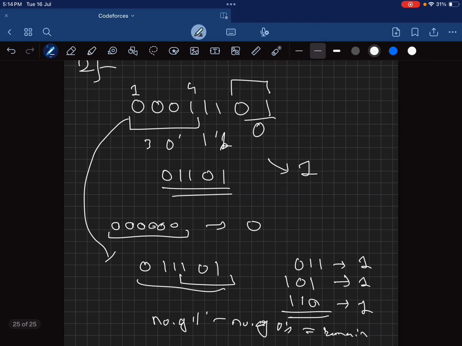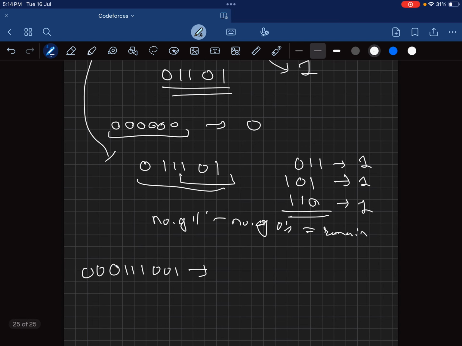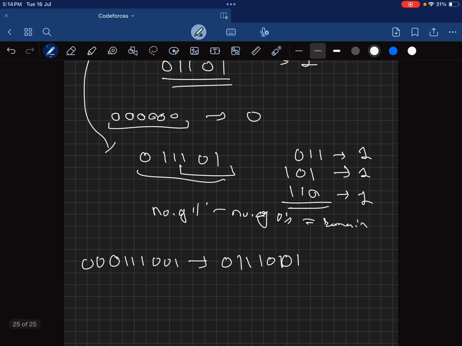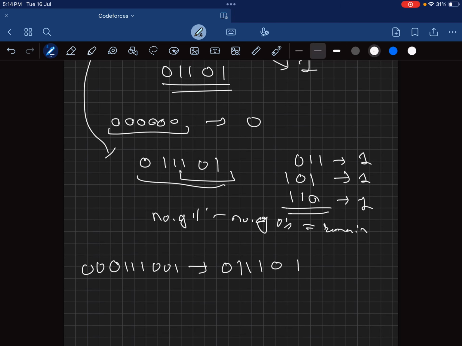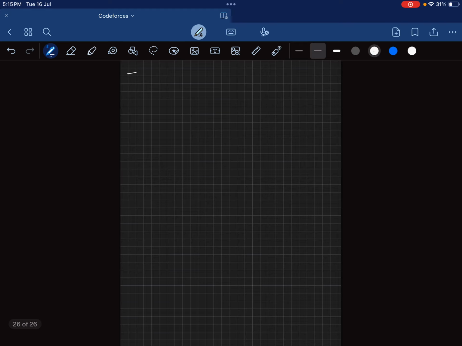So essentially what you have to do in this question is take your original string, whatever it is, and convert it to this special format where you compress all the substrings of continuous zeros. After that, check whether the number of 1s is greater than the number of 0s. If the number of 1s is greater, then you print yes, else you print no. So that was the second question.